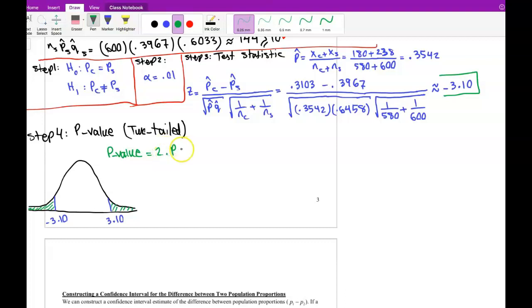the p-value for one tail. I'm working on the left side because here I got negative 3.10, but there's no difference. So z less than negative 3.10 is equal to 2 times 0.001. So the answer is 0.002. How did I get that?